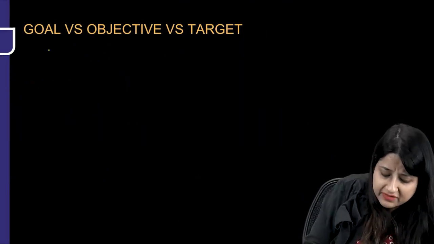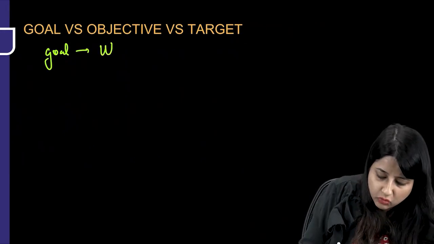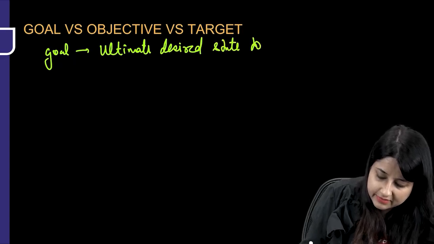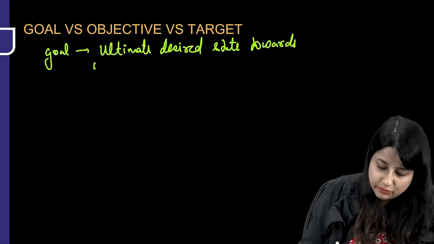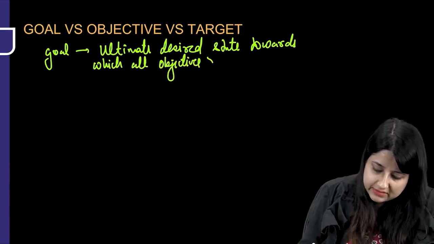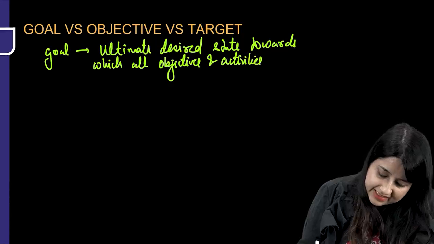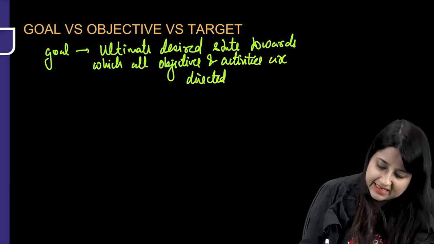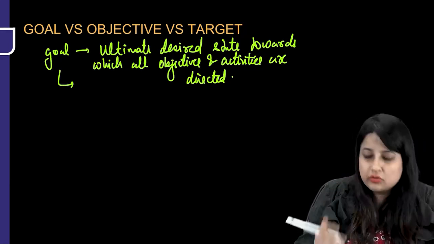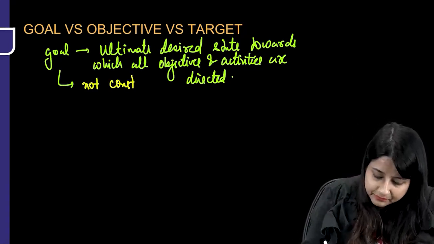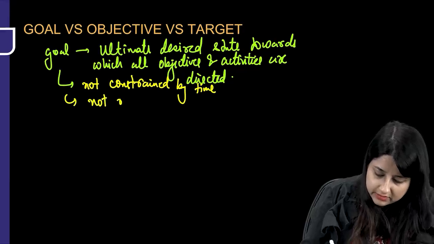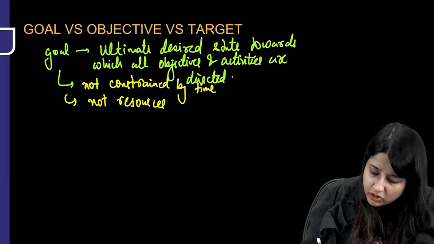Another very important thing: what is the definition of goal? Goal is the ultimate desired state towards which all objectives and activities are directed. It's the ultimate desired state towards which all our objectives and activities are directed. Remember, goal is not constrained by time. It is also not resource constrained.